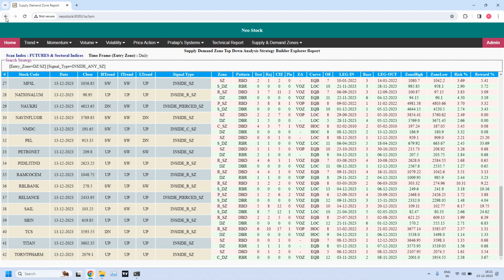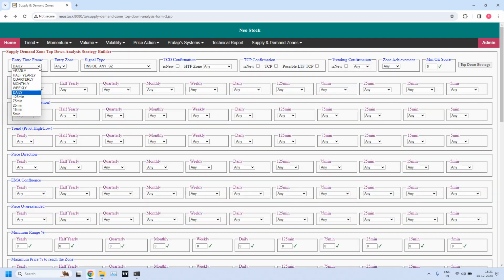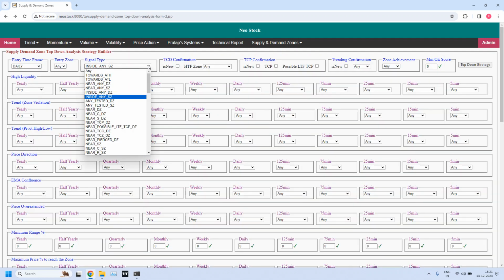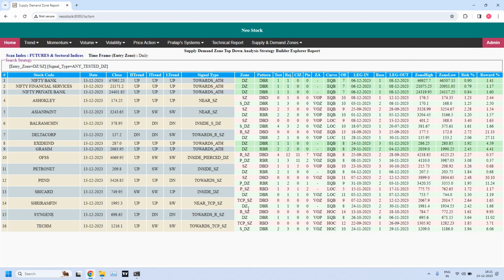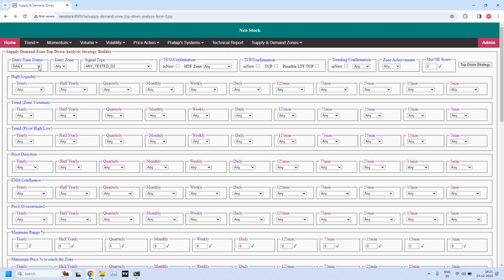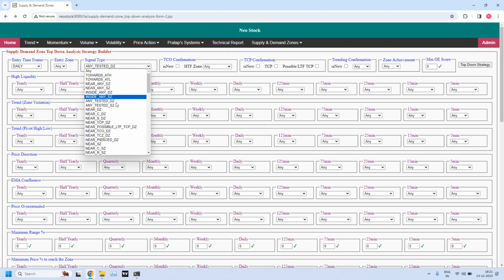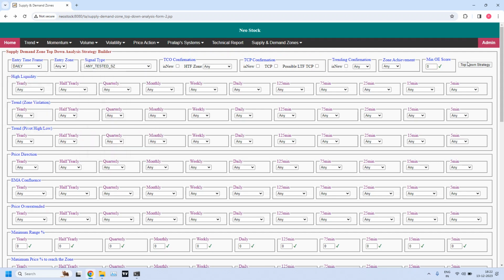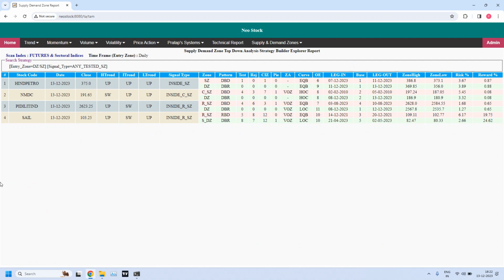So let's go back. Entry time frame is daily. Let us find the tested daily demand zones. So today these 16 stocks are tested. Let's go back. Entry time frame is daily. Let us find the tested daily supply zones. So these 4 supply zones are tested.